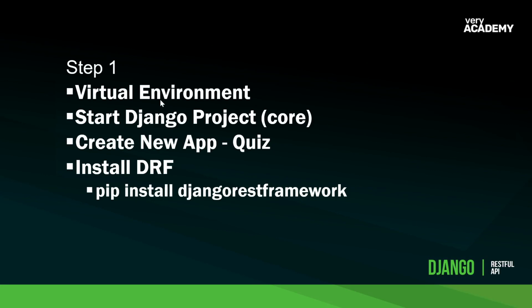Okay, so I'm going to try and make this into sections so you can easily skip ahead. So step one, as you might imagine, we're going to need to create a new project. So I'm going to create a new virtual environment, start a new Django project, create a new app called quiz, and then install DRF. So that's pip install djangorestframework. So by all means, do that yourself and skip to the next section. Otherwise, let's go ahead now and do this.